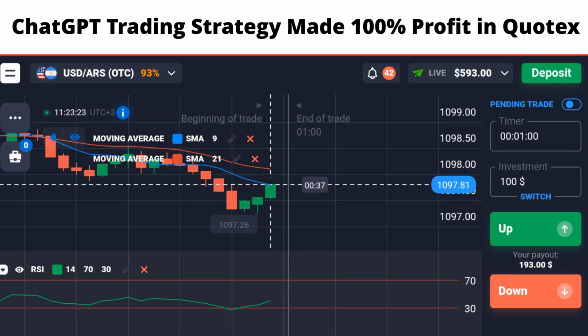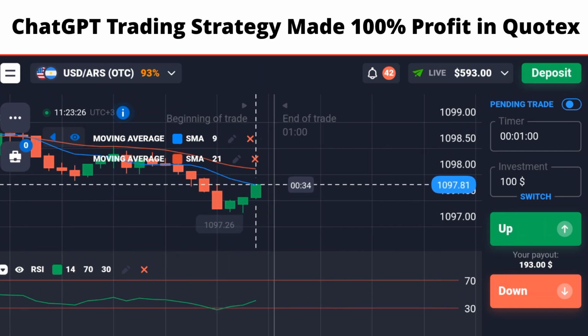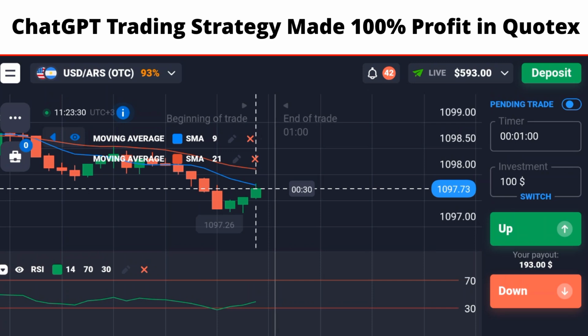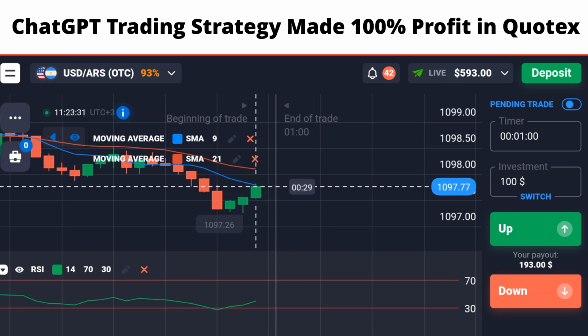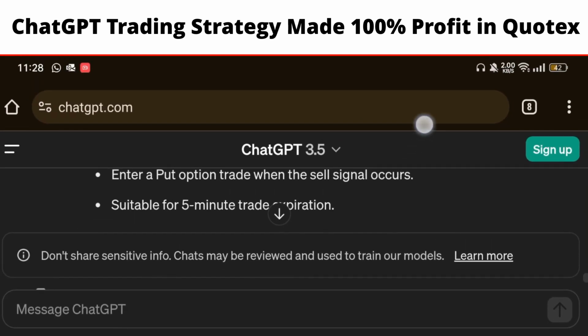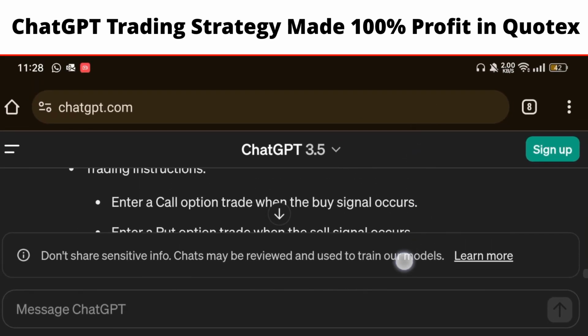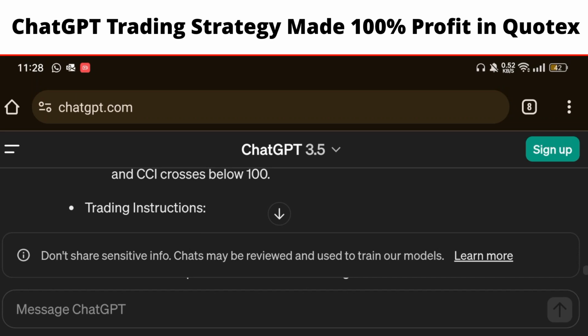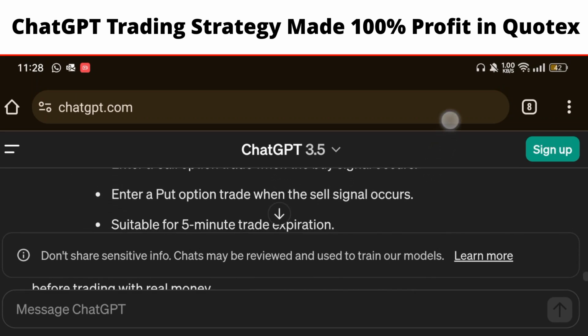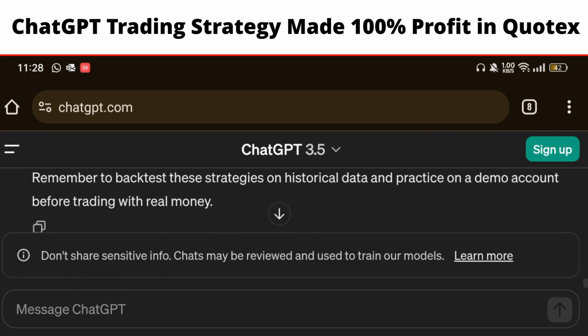So this is a good example. We've already seen the RSI go below the 30 level, and what does it do to price? Buyers are kicking in and price is going back up to stabilize. So that is how easy it is to generate signals for Quotex. You just need to enter your prompt on ChatGPT and allow it to give you some very nice strategies that you can use on Quotex or any other binary options trading platform to trade profitably.